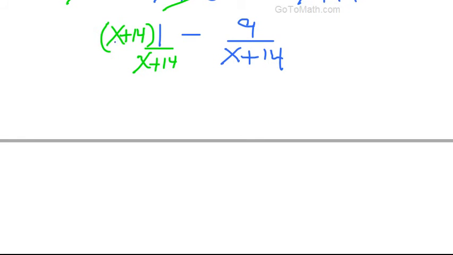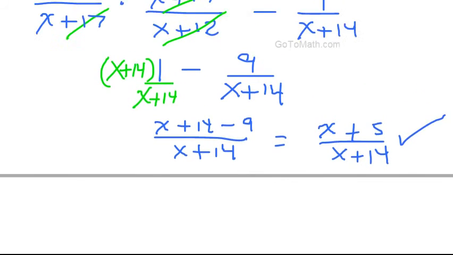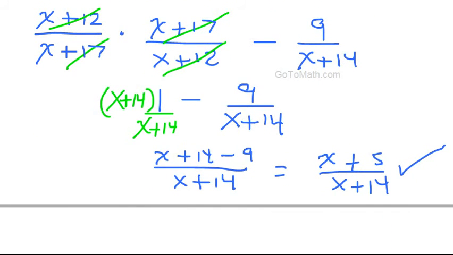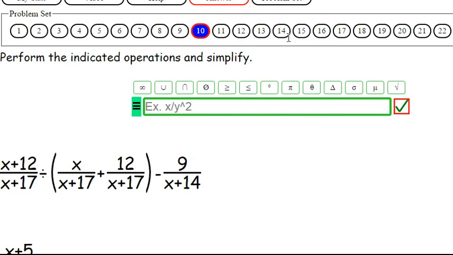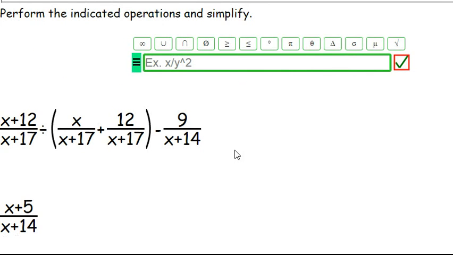Now that we have a common denominator, we have x plus 14 times 1, which is just x plus 14. Then minus 9, and that's all over x plus 14. Okay, so we'll go ahead and simplify the numerator. And that's going to be 5. Is that right? x plus 5 over x plus 14. Bam. What do you know? So all of that mess reduced down to that. x plus 5 over, yep, that's it, x plus 14.